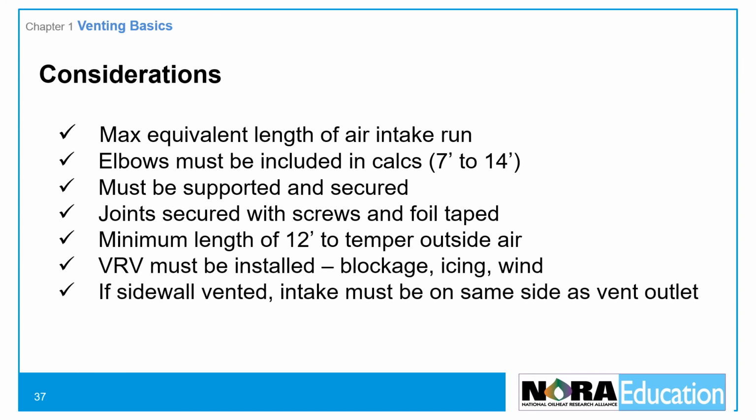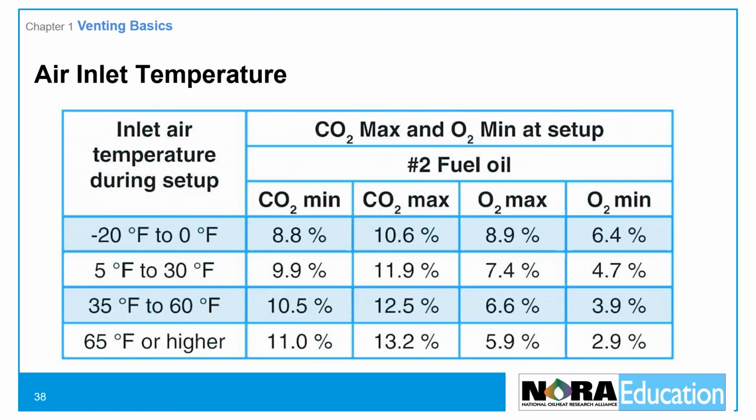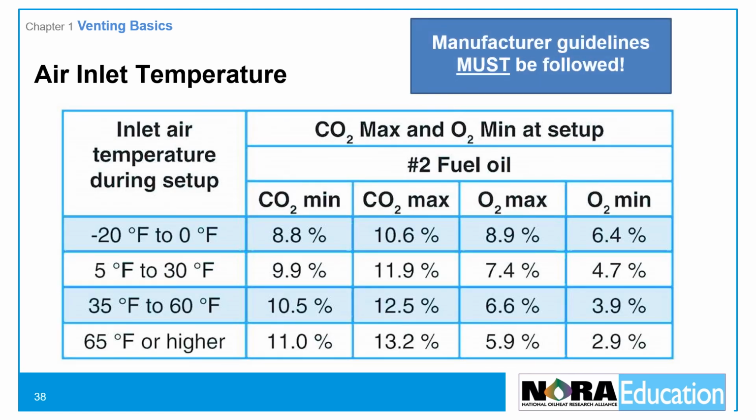If the heating appliance is sidewall vented, the intake hood must be on the same side of the building as the vent outlet. And because air inlet temperatures vary during the year, it's necessary to set the oxygen and/or carbon dioxide at different values for different inlet air temperatures. The burner manufacturer's guidelines for minimum and maximum oxygen and carbon dioxide must be followed. As this table shows, there is a significant difference in the recommended carbon dioxide and oxygen readings based on air inlet temperature.